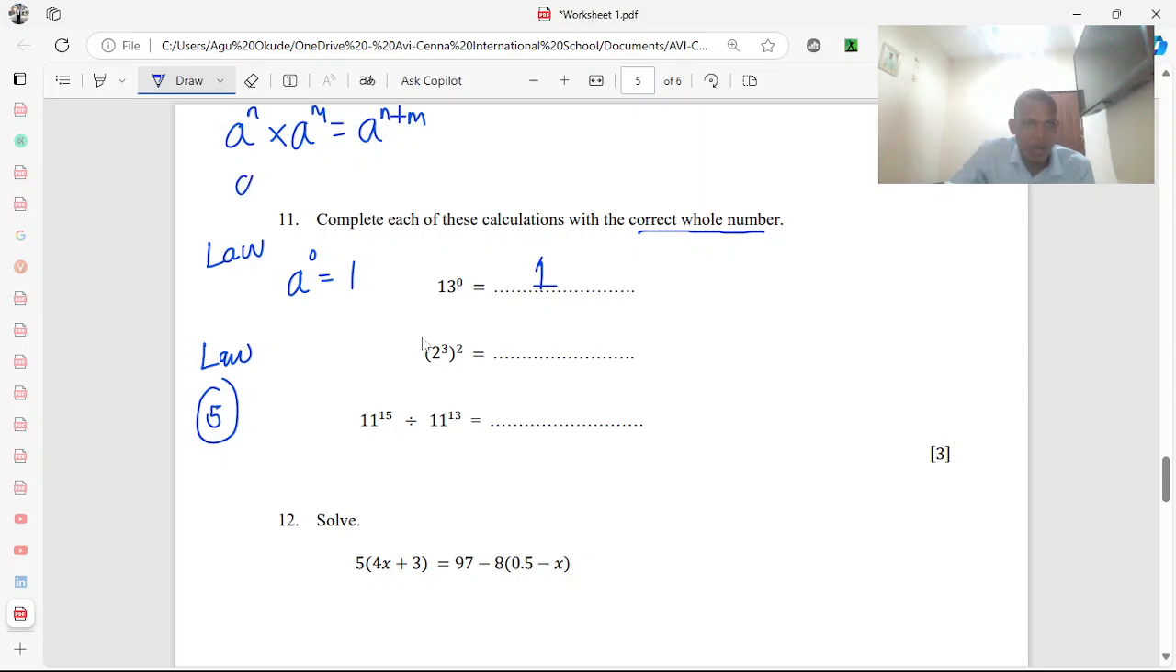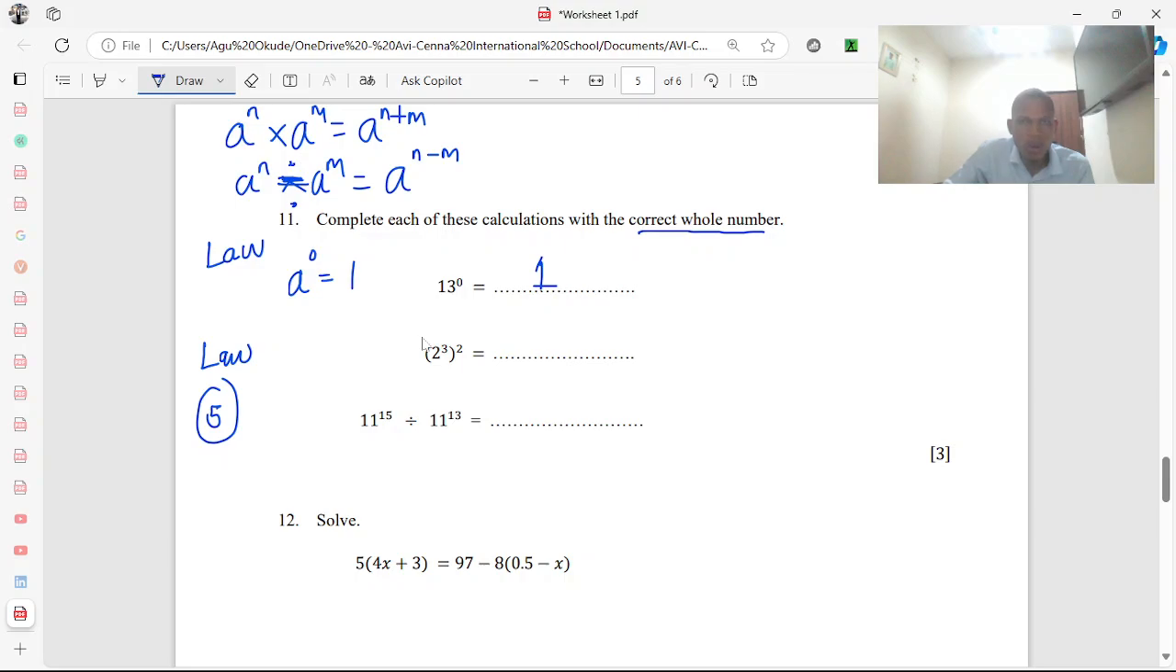Now the second law is like this: a to the power of n divided by a to the power of m will give us a to the power of what? n minus m, right? Sorry, this is division. So which means if you have multiplication, you add the powers. Okay, this is division. So if you have division, you do what? Subtract the powers, right? Okay.